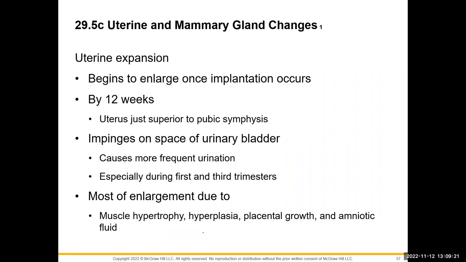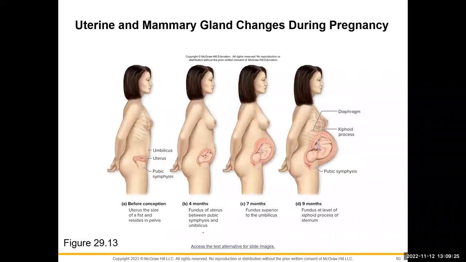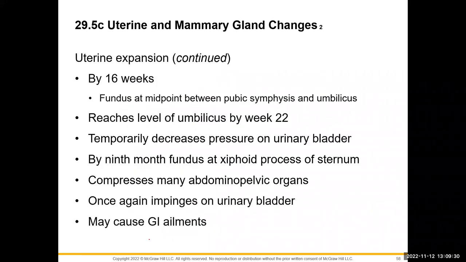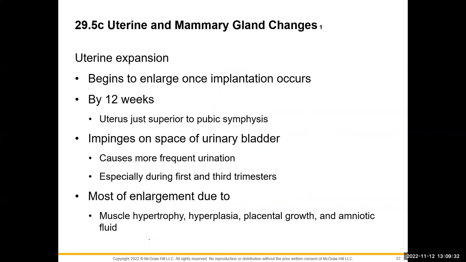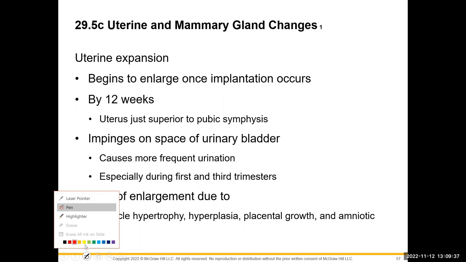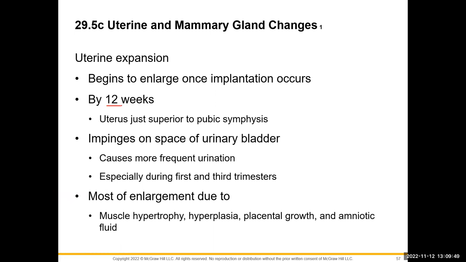So speaking of the uterus, we have our uterine expansion here. I'll show you this slide, picture. You can see the different stages here. We'll come right back to that slide. But uterine expansion is going to occur as soon as implantation occurs. And so by 12 weeks, we are going to see the uterus start to migrate superiorly as it's growing and developing.